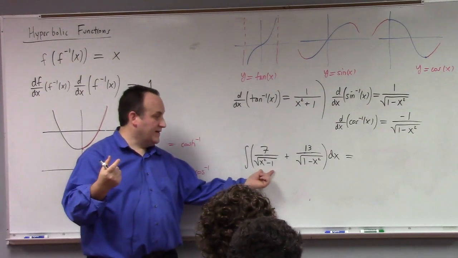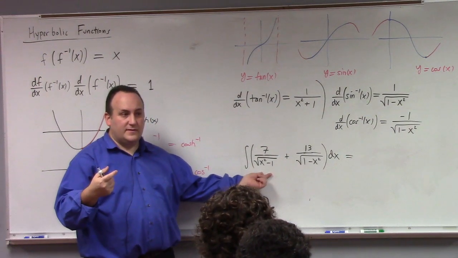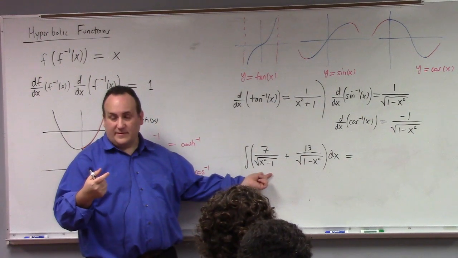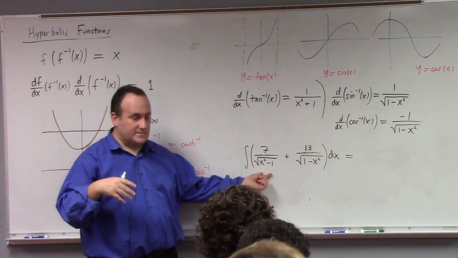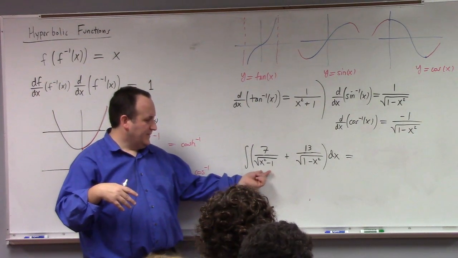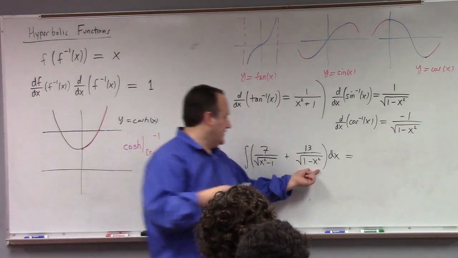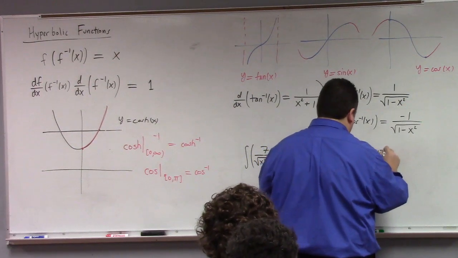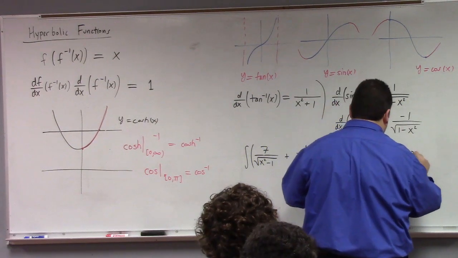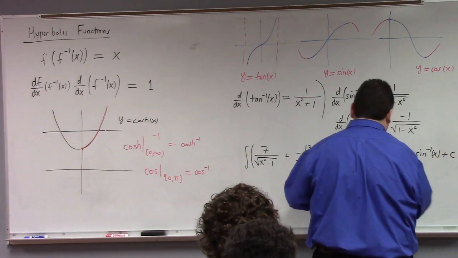In contrast, this over here, try putting in a half, what happens? Try putting 0. You get the square root of -1, right? That's complex, which we could make sense of, but not in this class. But anyway, so this has to be the hyperbolic one. This one has to be the regular one. So the answer here would be 7 cosh inverse of x plus 13 inverse sine plus a constant. There would be the integration.